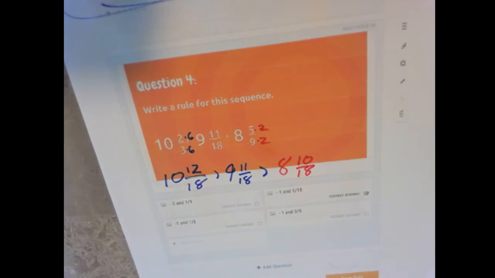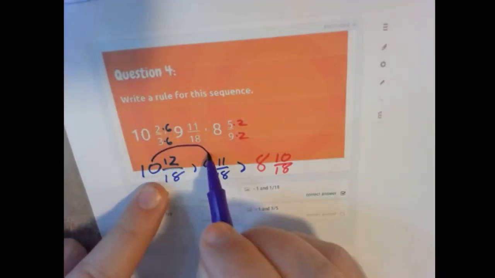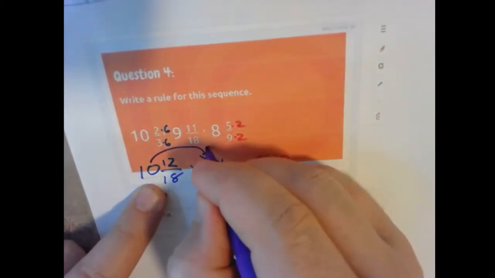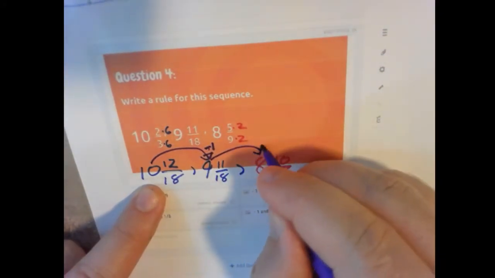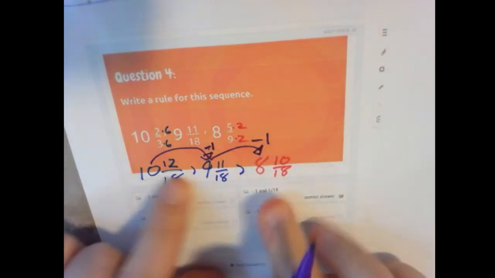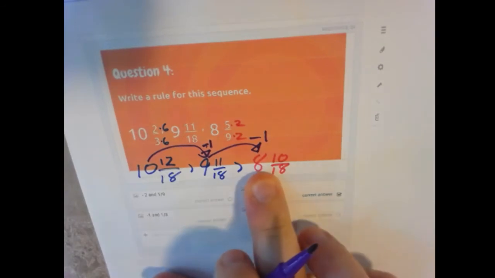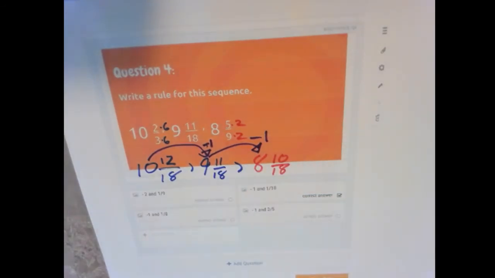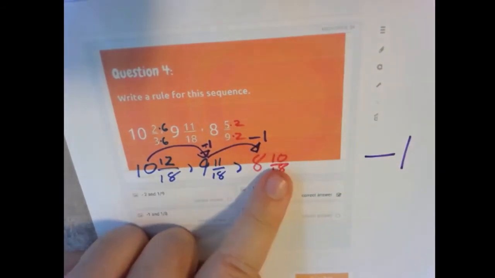Okay, so let's see if there's a pattern that we can identify. So how many whole numbers are dropping each time? Okay, so from 10 to 9, that's minus 1 whole number. And from 9 to 8, that's minus another whole number, right? 10, 9, 8. So we're losing one whole number each step. So the rule would be minus 1 and probably a fraction too.